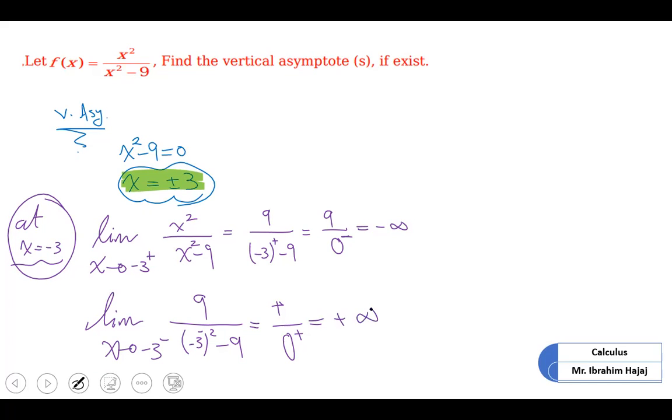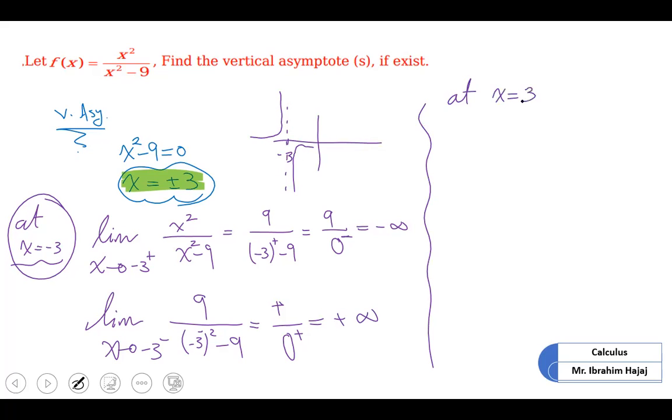So there is a vertical asymptote at x equals negative 3, and it will be like this. Here's negative 3, and there is a vertical asymptote. From the right side of negative 3 it approaches negative infinity, and from the left side it approaches positive infinity. We have to do this also when x is 3.